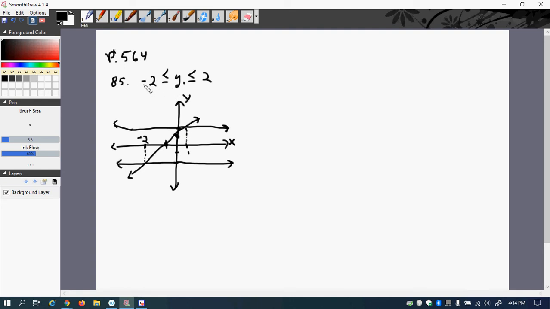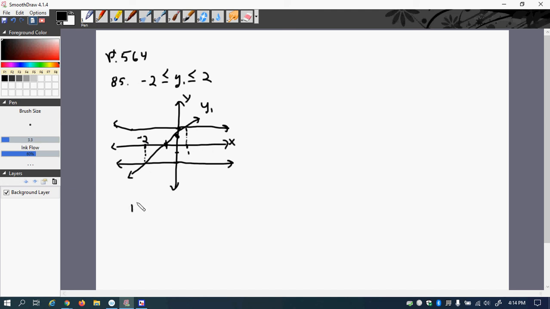We're saying that -2 is less than y1, which is less than 2, and y1 is this diagonal line. So this is y1. And we want to know the interval notation. On this particular setup, you're trying to figure out where this is occurring. The interval notation is what we look at for the x.